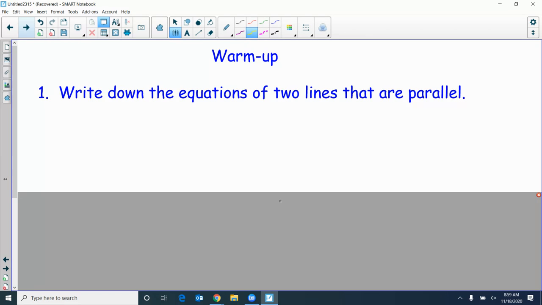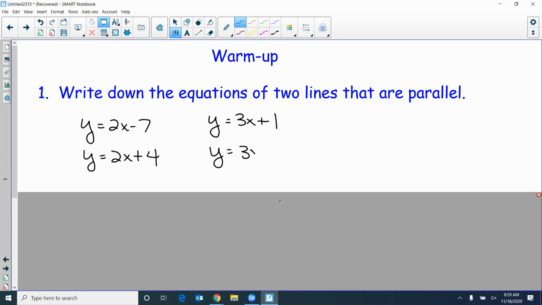Hanan, what do you got? I had y equals 2x minus 7, and then y equals 2x plus 4. Is she right? Yeah. That's it. Christian, give me 2 lines. Y equals 3x plus 1, I had minus 1, so, and y equals 3x minus 6.